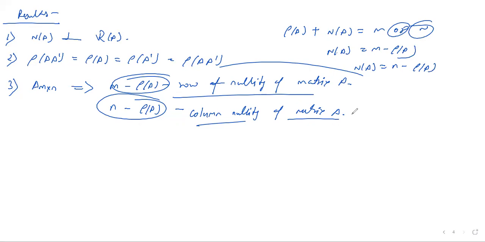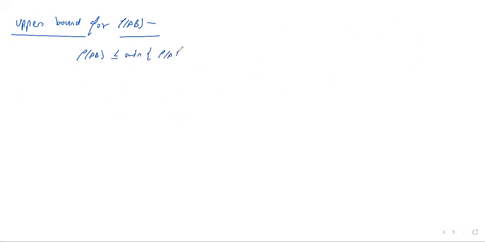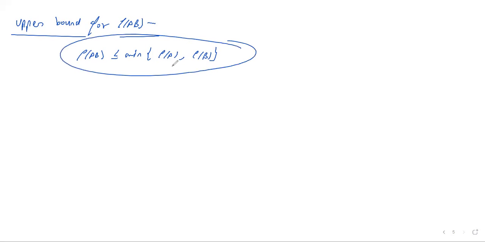Okay, now we will see a very important concept in ranks: the upper bound for rank of AB. What is the upper bound for rank of AB? We have seen this in the earlier lecture, that the upper bound for rank of AB is the minimum of rank of A, comma, rank of B. Okay. Now, how do we get this result? And what does it truly mean? What does this result show us?